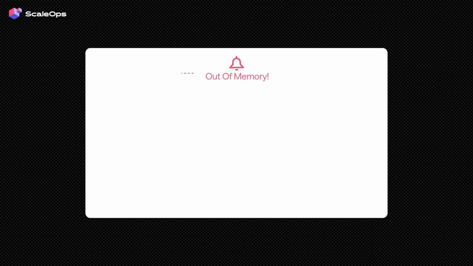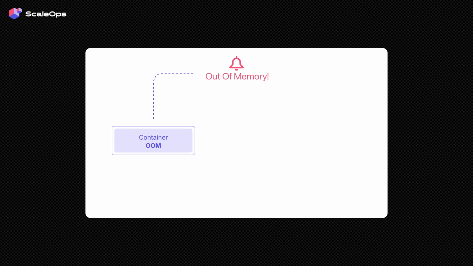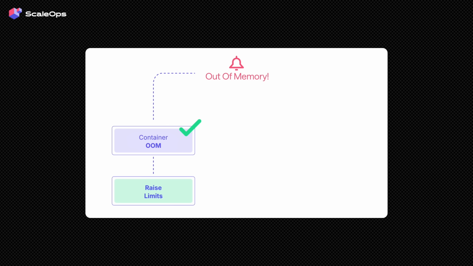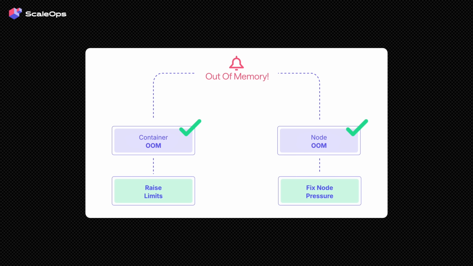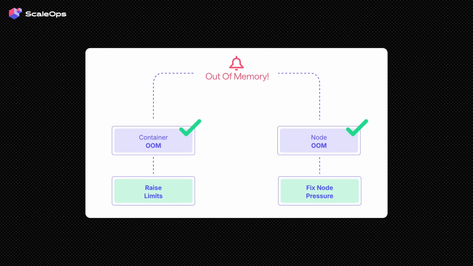Step 1, classify the OOM. If it's a container OOM, you raise the pod's memory request safely. If it's a node OOM, you don't right-size the pod. You fix the node pressure. Different root cause, different action. Same symptom, totally different fix. That's the difference between automation and chaos.